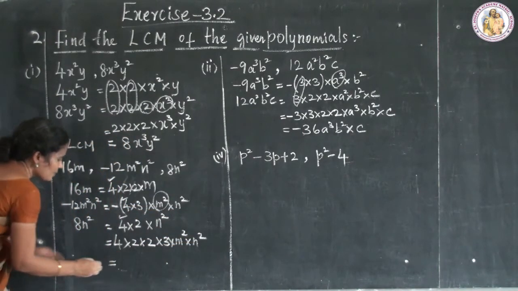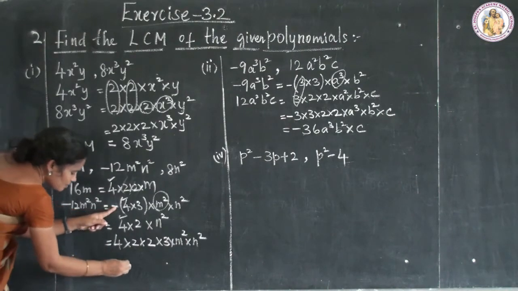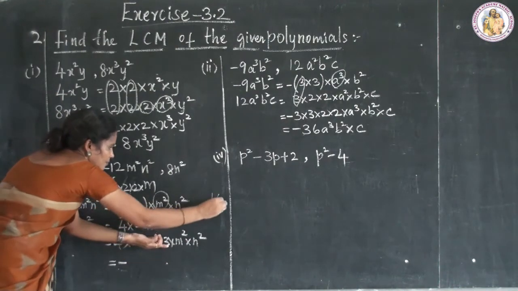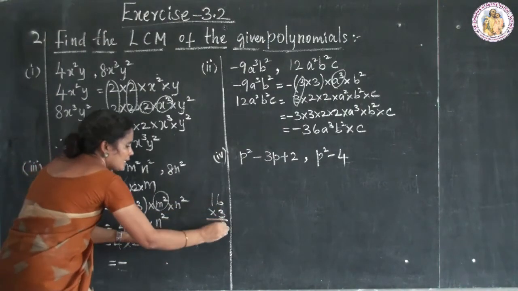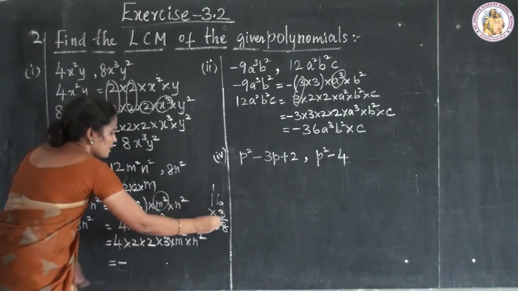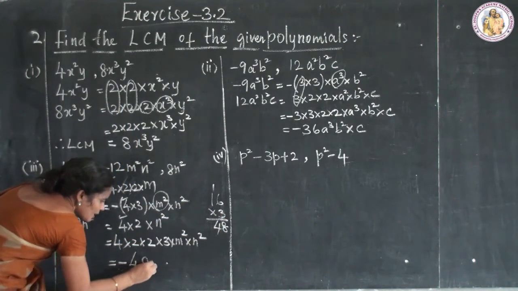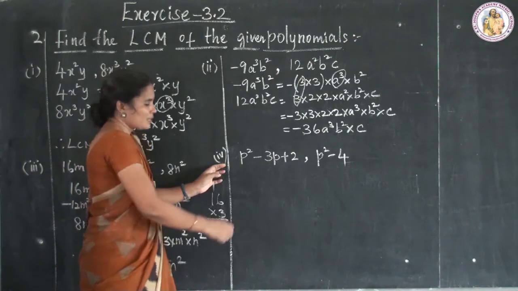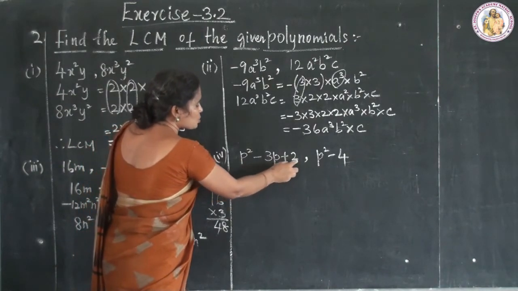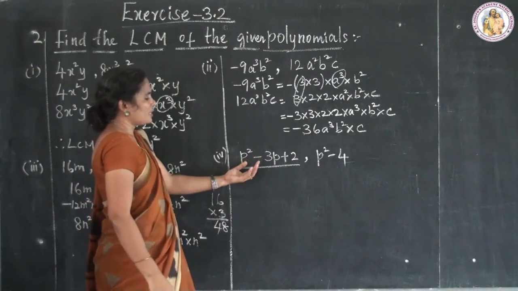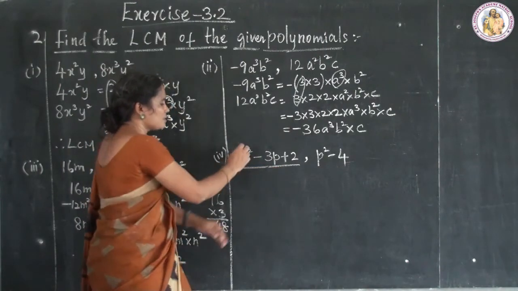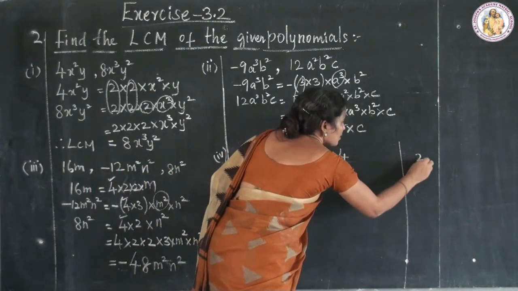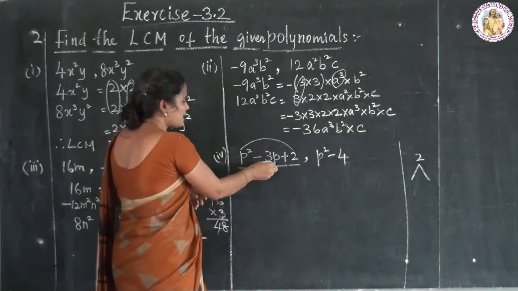Okay, then multiply. Here we have the negative symbol, minus. 4 2s are 8. 8 2s are 16. 16 into 3 is 48. So it is minus 48 m square n square. Question number 4. P square minus 3p plus 2. Here you can see it is given in the factorization method. So using the term 2, you have to get minus 3.